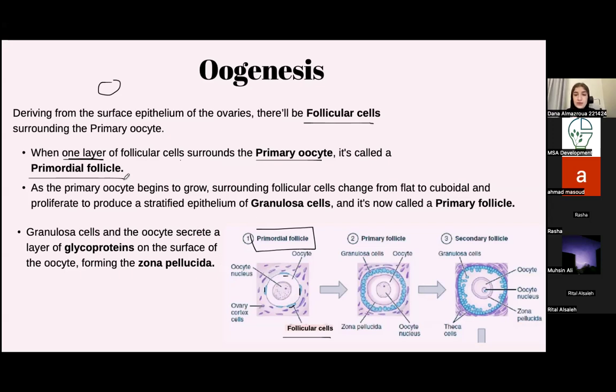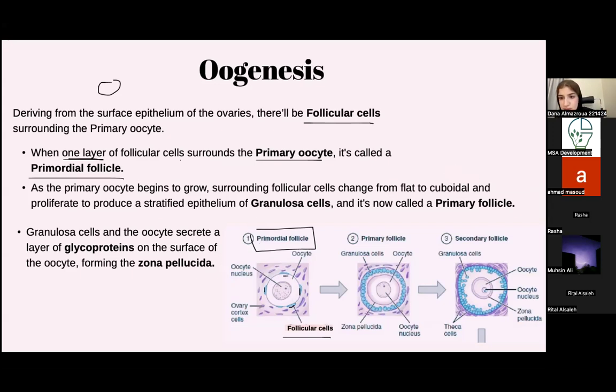Keep in mind, primordial follicle is different than primary follicle, and a primary follicle is different than primary oocyte. Trust me, it's not hard. You just need to distinguish the terminologies. So when I say a primary oocyte, it's stuck in prophase 1, surrounded by a single layer of follicular cells. This whole structure is called a primordial follicle. Now, it remains here as a primary oocyte in prophase 1 until puberty.